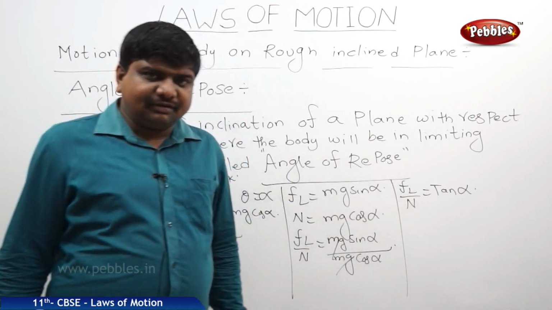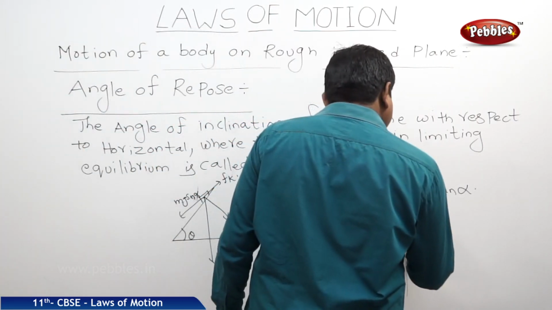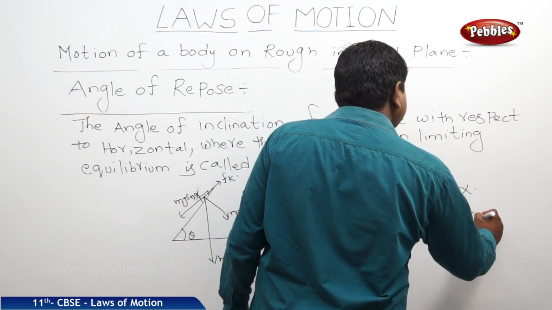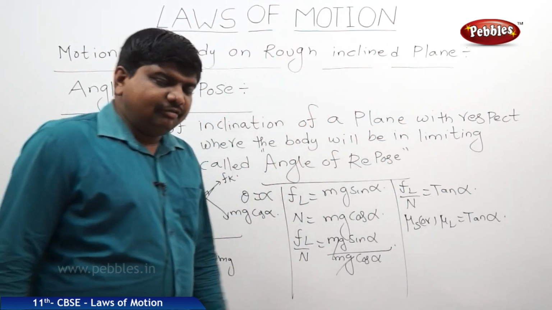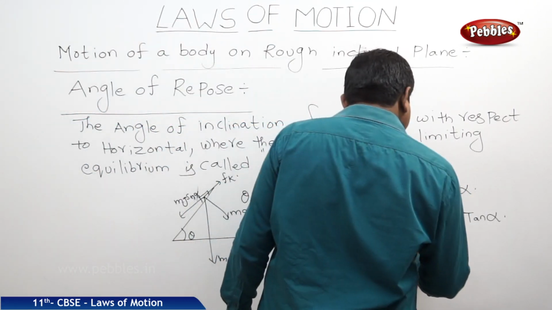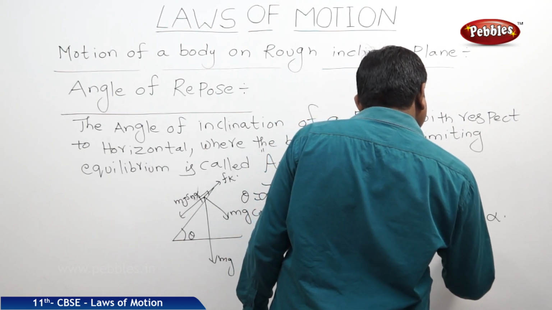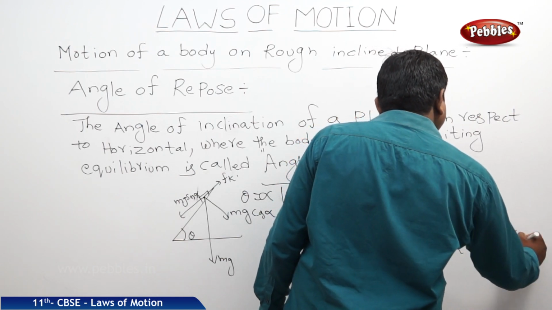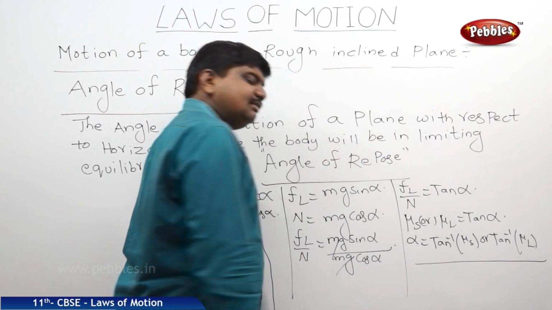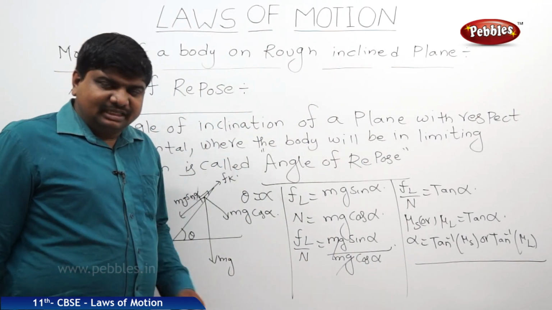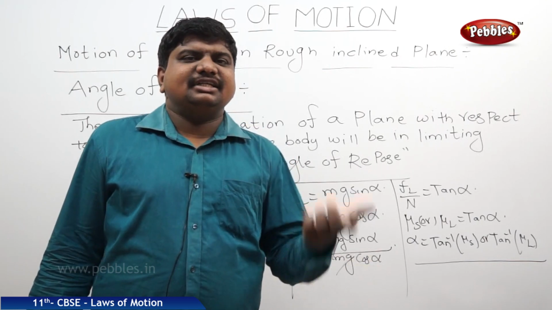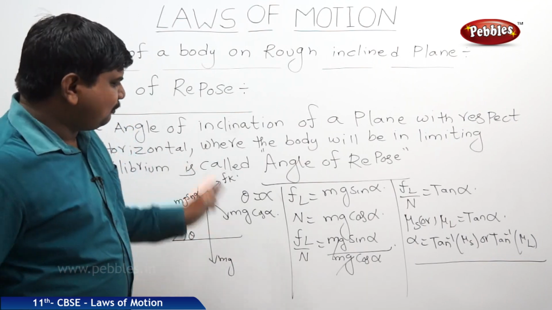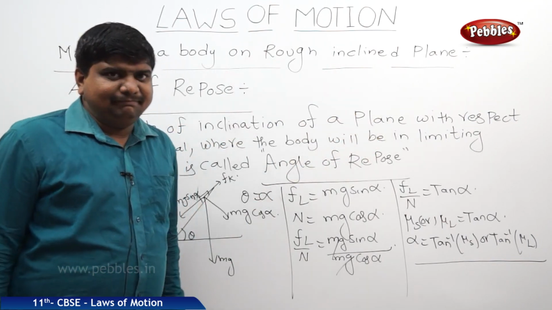So Fl by n is equal to tan alpha, where Fl by n is equal to mu s or mu l, is equal to tan alpha, where alpha is equal to tan inverse mu s or tan inverse mu l. This is the value of angle of repose. Means for one particular angle, let us say some theta is equal to alpha, sliding is possible. That is said to be angle of repose. Up to that angle, the body will be in limiting equilibrium.